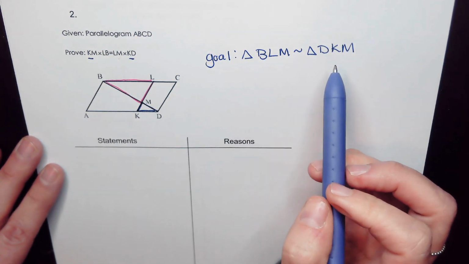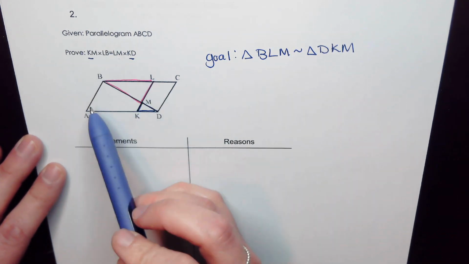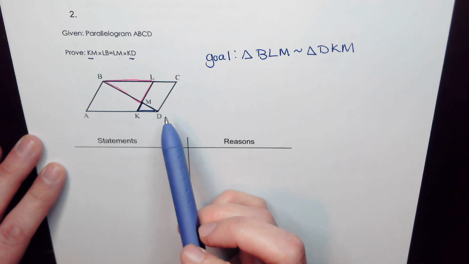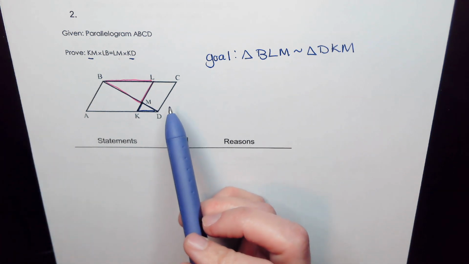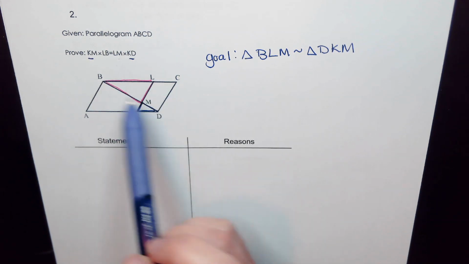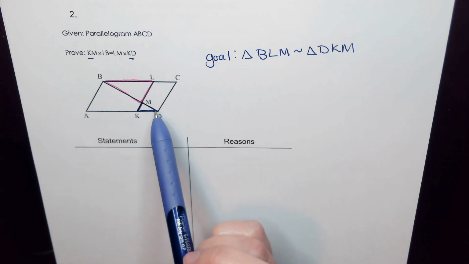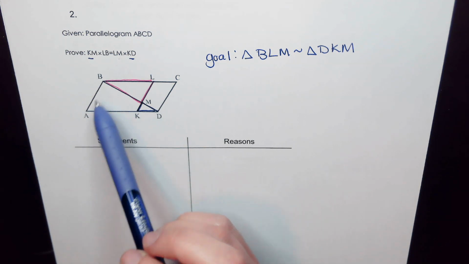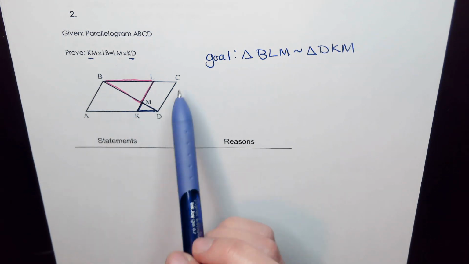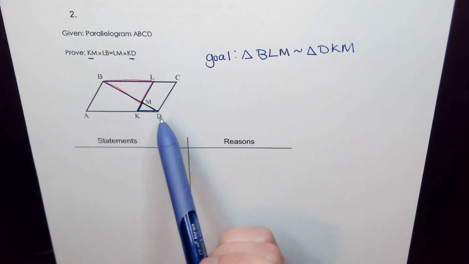So our goal is to get these two triangles to be similar to each other. We are given that we have parallelogram ABCD. So we know we have 5 different conclusions from a parallelogram. Remember, we can say opposite sides are congruent, opposite sides are parallel, opposite angles are congruent, consecutive angles are supplementary, and the diagonals bisect each other. Probably not going to say anything about our diagonals here because we don't have the other one drawn in.